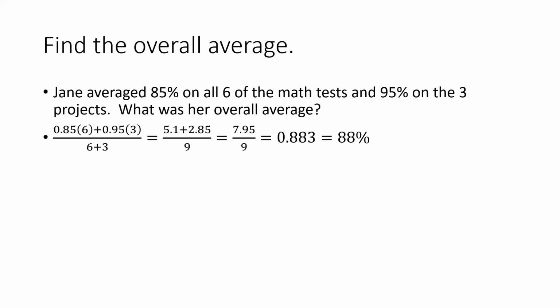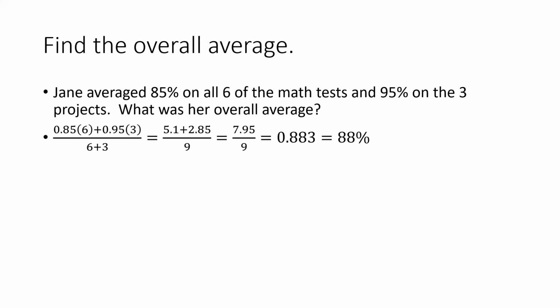And you can use logic to think of this: there were 3 more tests than projects. There were double the number of tests than projects. So the 85% is going to be counted twice as much because there's more of the 85%. Think of a scale where you put 6 things on the 85% side and 3 things on the 95% side.